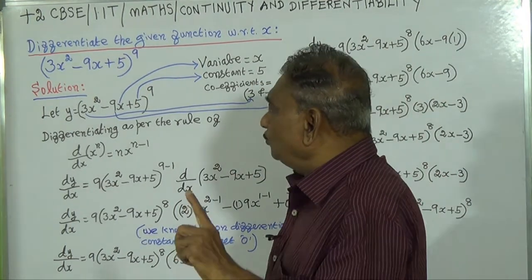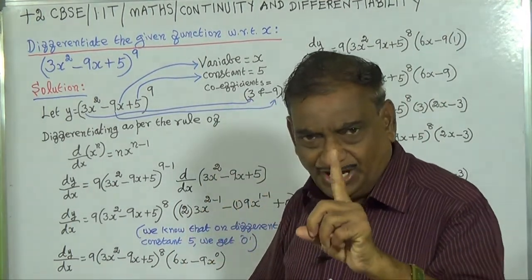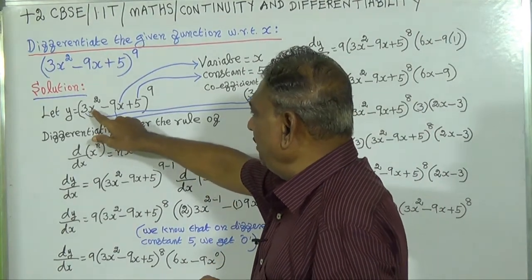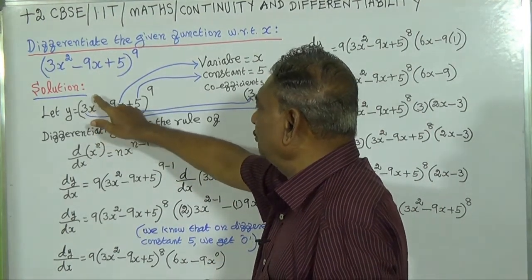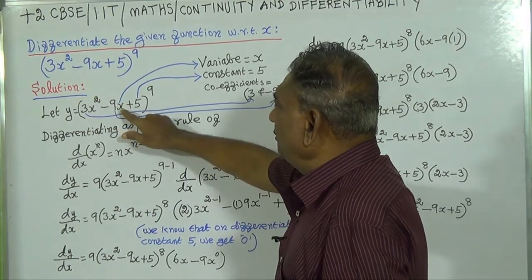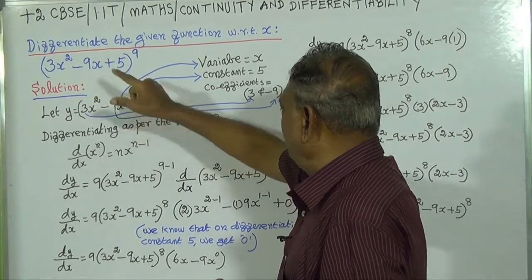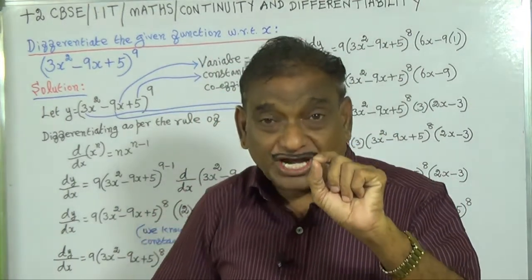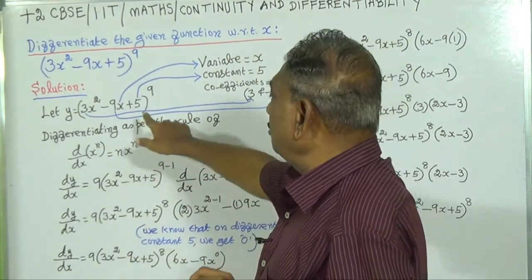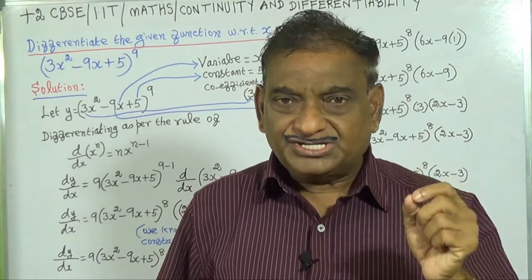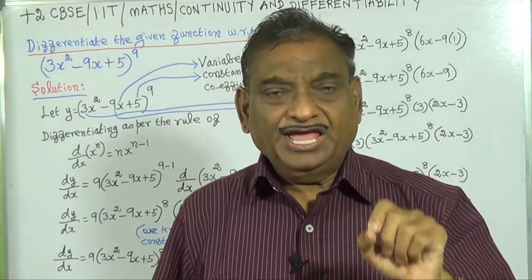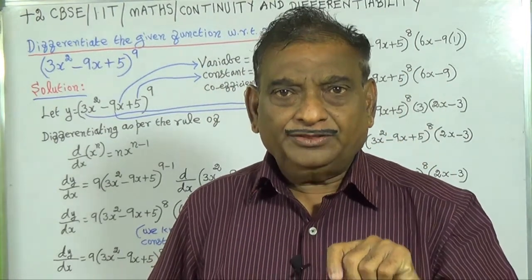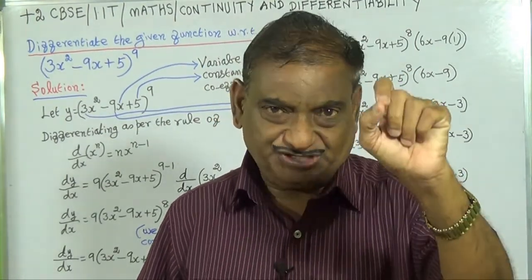Then we have to see what is the variable. The variable is x. Here the variable x has come with power 2. Here the variable x come with power 1. Then we have to see what is the constant. This 5 is the constant. Hence, in the given function, there is constant, there is variable, there are also coefficients.